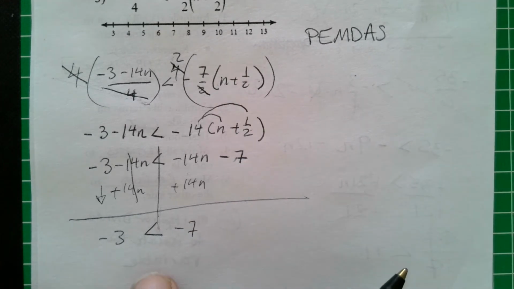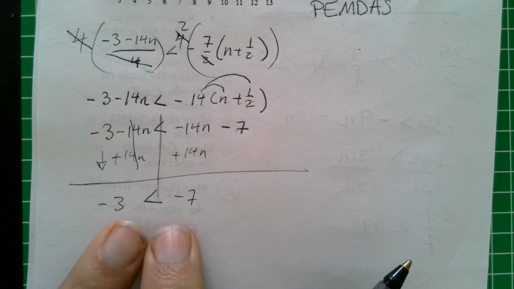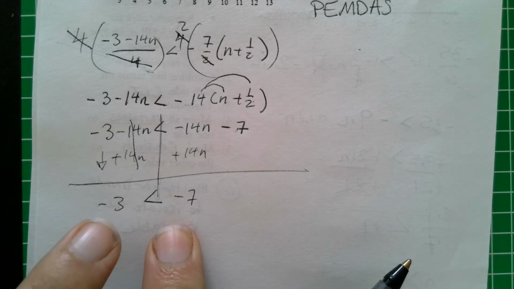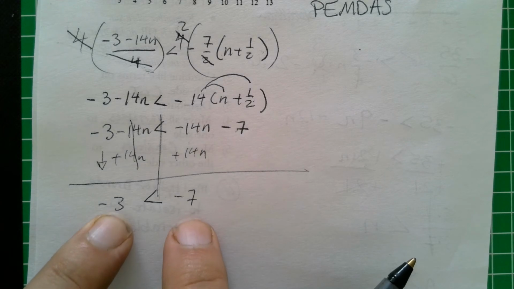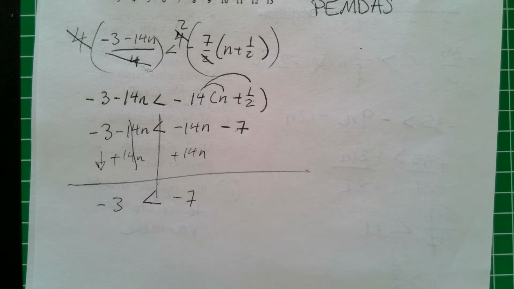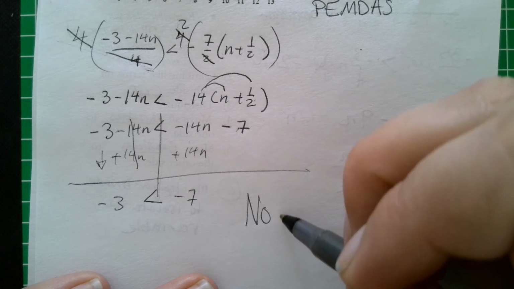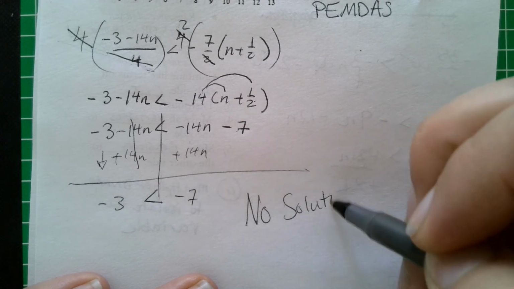Okay. What is this telling me? Is this saying negative 3 or negative 7 is bigger? Is that true? No. So if you get something like this, what does that mean? Do you guys remember? No. It means no solution.